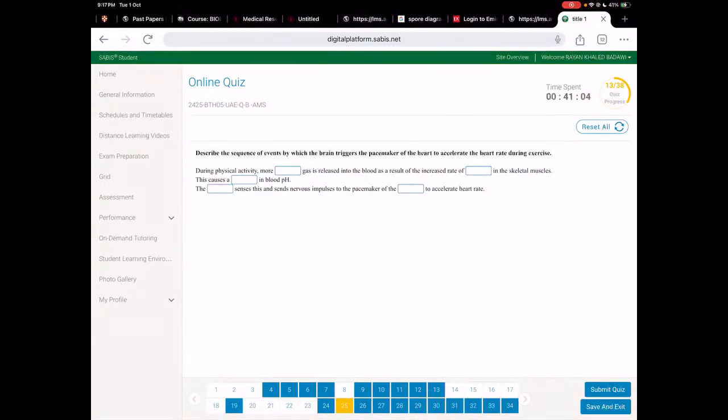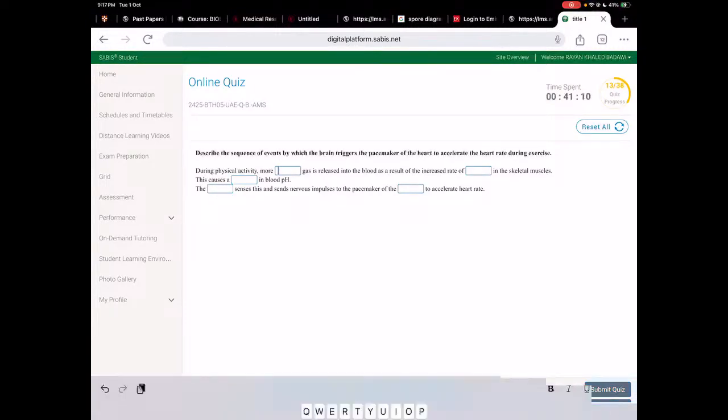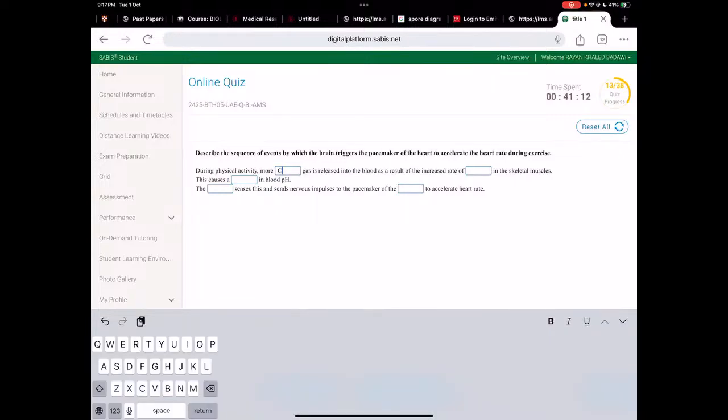Okay, the pacemaker is our SA node. During physical activity, more carbon dioxide gas is released, remember, because of cellular respiration. Okay, carbon dioxide.